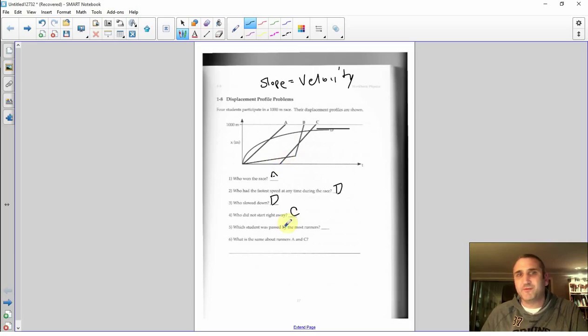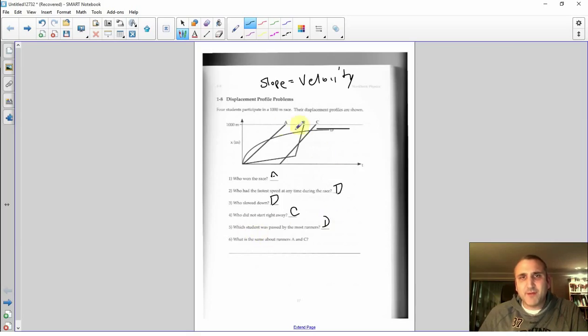And then finally, which student was passed by the most runners? This is a little bit difficult to really think about, but if you look at who was passed by the most runners, I would say D, because they got out in front, and then A passed them, and then B passed them, and then C passed them. So I'm going to say that D is the one that got passed by most people.